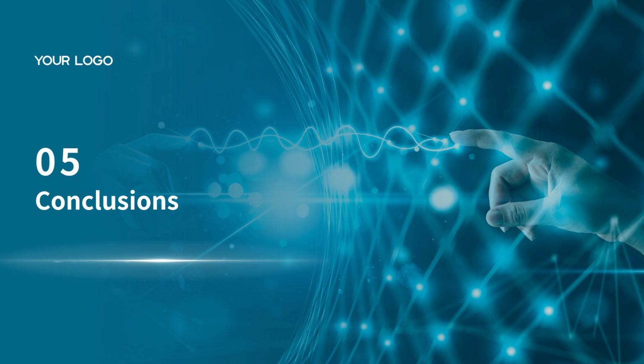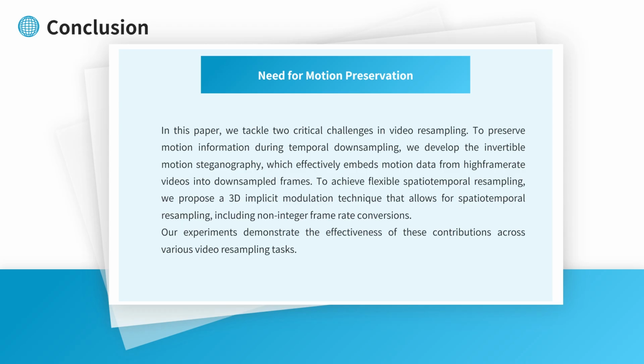Finally, let's summarize the conclusions of our work. In this paper, we addressed two critical challenges in video resampling. Firstly, to preserve motion information effectively during temporal downsampling, we developed the Invertible Motion Steganography module (IMSM). This module successfully embeds motion data from high frame rate videos into downsampled frames in a visually imperceptible way, and its reversibility allows for high-quality reconstruction.